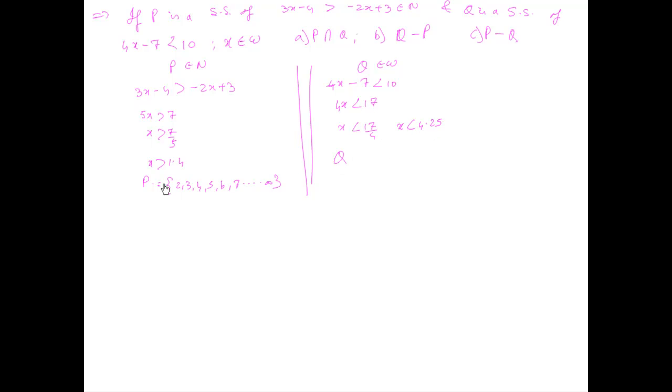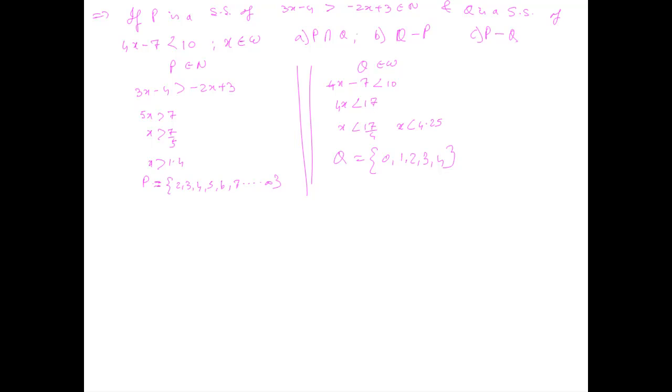So Q, children, accordingly, would come out to be whole numbers, children, start from 0, so that's 0, 1, 2, 3 and 4. That's it. That's a possibility for Q.